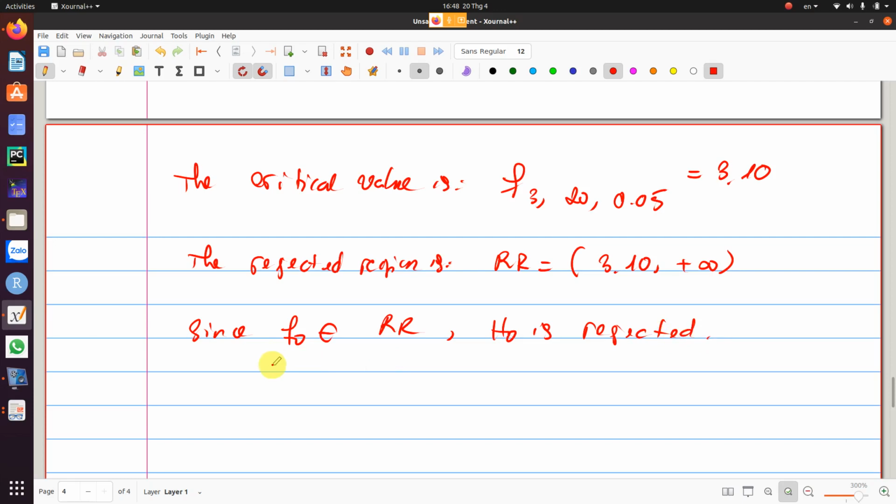If H0 is rejected, we confirm that there is a difference between the means of tensile strength. Or equivalently, we say that the hardwood concentration affects the tensile strength. Okay, that's it. We finish the ANOVA model. Okay, is it clear? Any question?